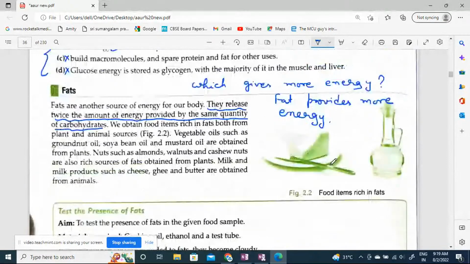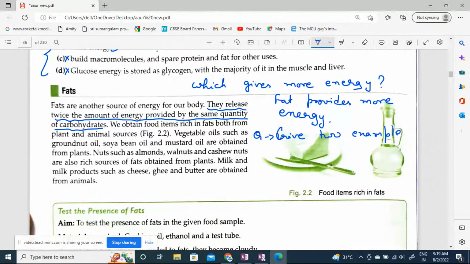Now, one more question you can write. Give two examples of fat. I know that you know that answer. So the best answer: butter and ghee, or you can also write cheese.